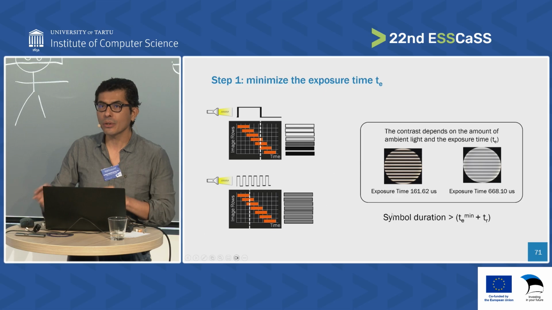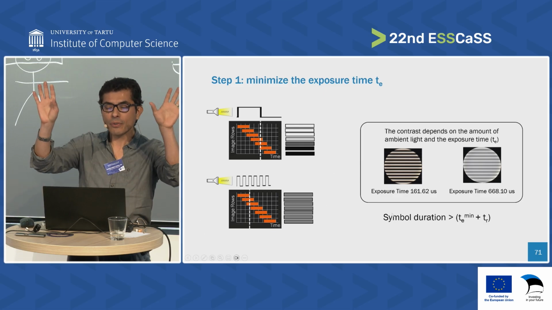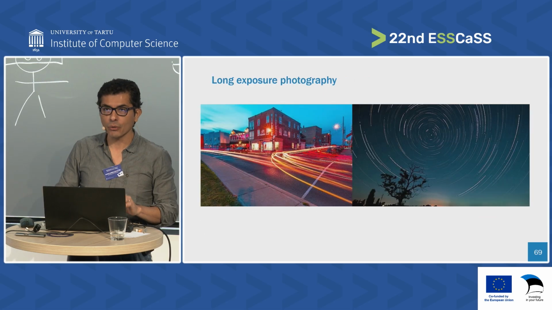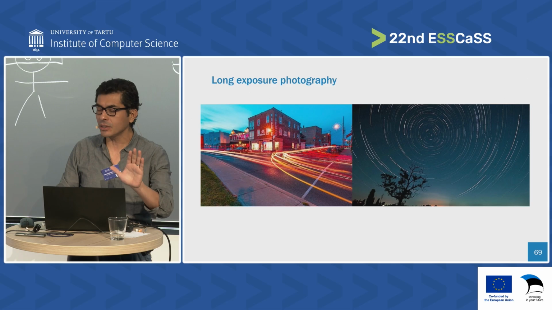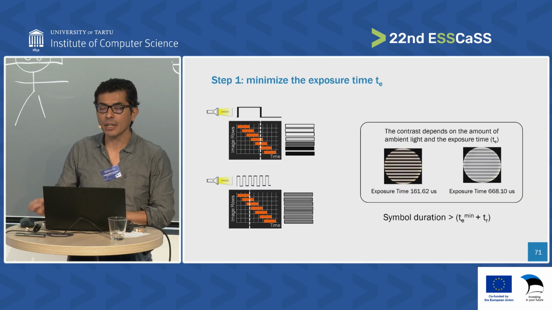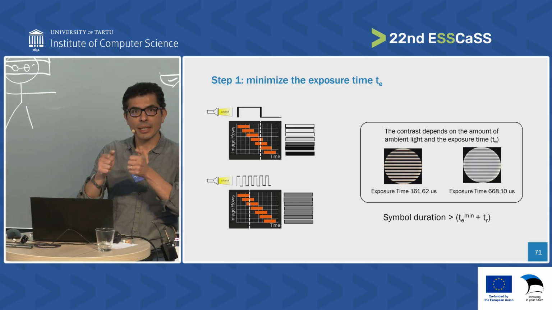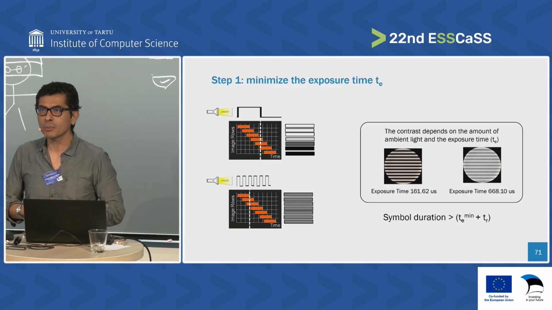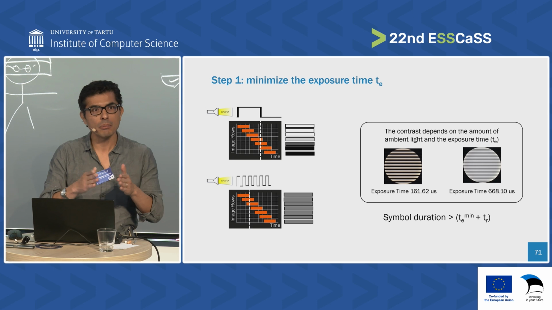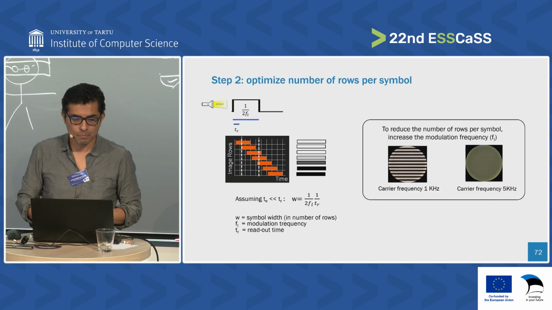And now I'm going to increase that exposure time to get something similar to the images that we got before. This is beautiful for artistic views, but it's not good for visible light communication. And you see how it starts degrading. Okay, so step number one, you download an app that can let you control your exposure time in your smartphone, and you try to put it to the minimum possible. That's the first thing that you do.